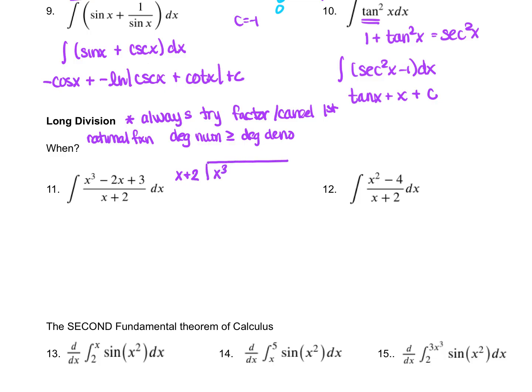Now, I like to leave 0 spots. It's not necessary, but it helps things possibly line up better. So how many times does x go into x cubed? In other words, x times what gives me x cubed? That would be x squared. So then we multiply this by both pieces. And just like with long division, the next thing we do is subtract. Drop down the next one, and we do the same thing. x times what gives me negative 2x squared? That'll be negative 2x.